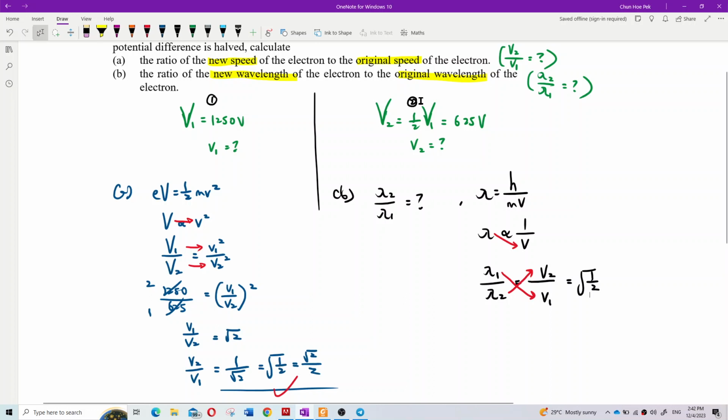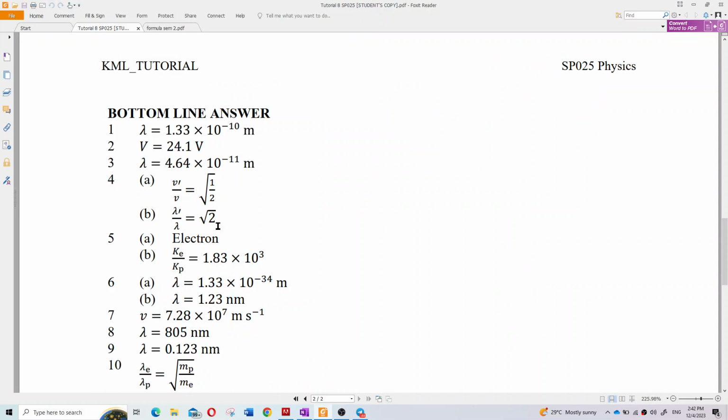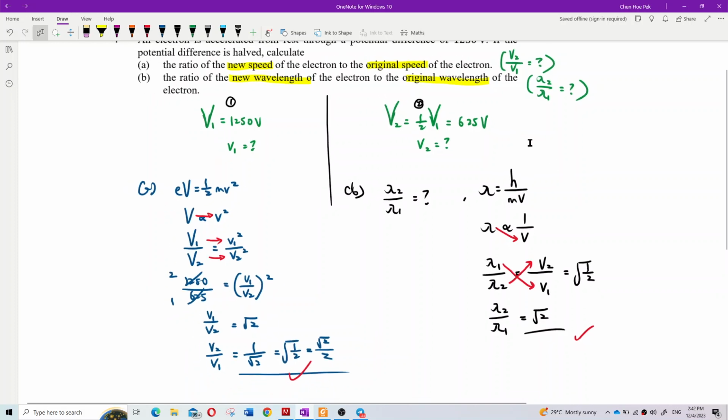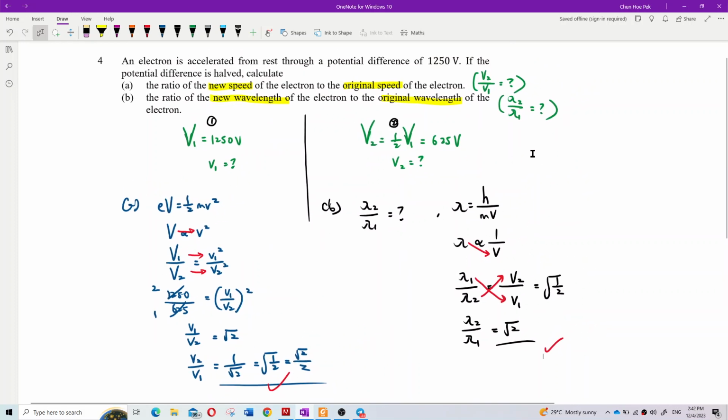Now he wants the new wavelength to original wavelength ratio. That means lambda 2 over lambda 1, so I need to invert it. Lambda 2 over lambda 1 becomes root 2 only. Yes, 1 over this one, you get root 2. So that's the answer. Is that correct, class? Question 4b, root 2. Yes, root 2. That's correct. Okay, very easily done. That's all. Just find the relationship. Bye.